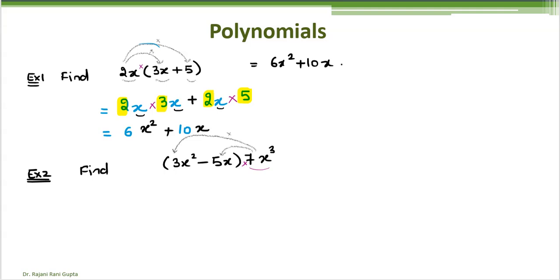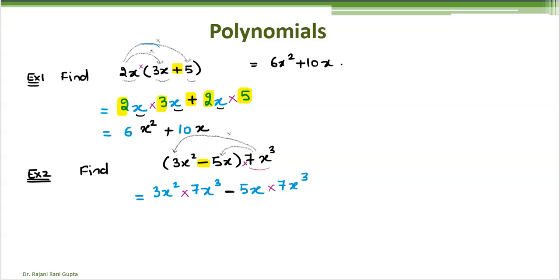So let's write down what we get. Write this down first, 3x power 2 times, what you have as the second term, 7x power 3. Okay, now as here it's minus, we'll write minus here. Similar to before, where it was plus, so we noted plus. Okay, and then 5x multiplied with, what is this term? Again 7x power 3.